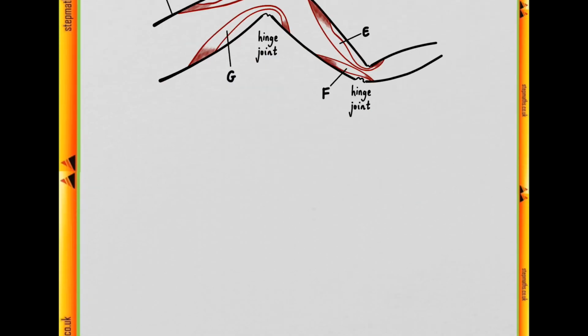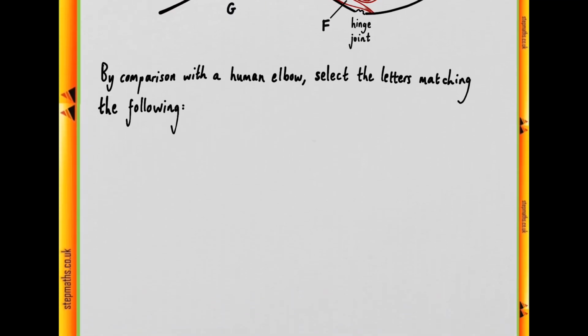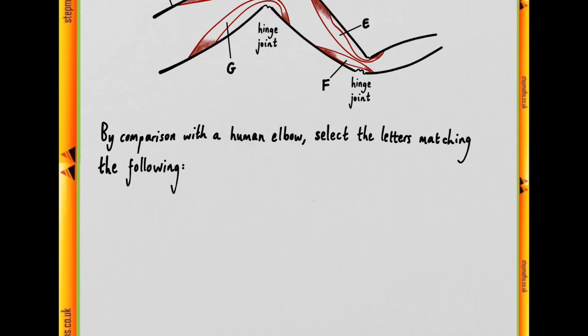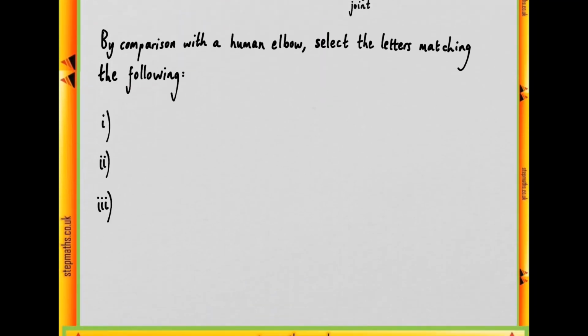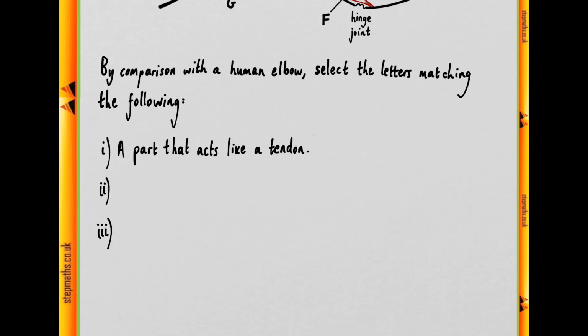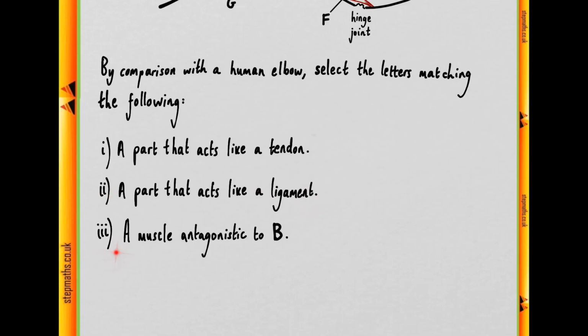Okay, so bearing that in mind, we're asked to work out in a three-part question, by comparison with the human elbow, select the letters matching the following. So the first part, a part that acts like a tendon. The second part, a part that acts like a ligament. And thirdly, a muscle antagonistic to B.